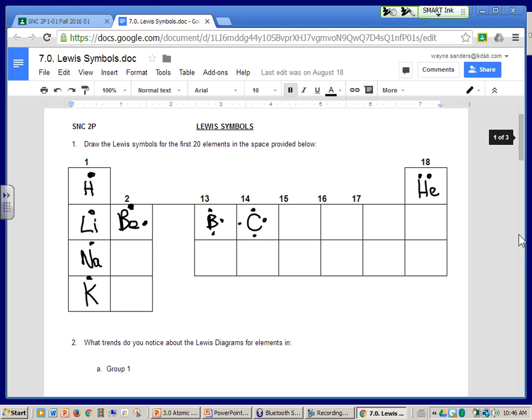Now, that brings me to nitrogen. How many dots around nitrogen? Take another look at the location of nitrogen. 5. I've shifted over a little bit. It's this box here. So here's the way it looks. 1, 2, 3, 4, and where am I going to put the 5th one? Next to the first one. They start to pair up.